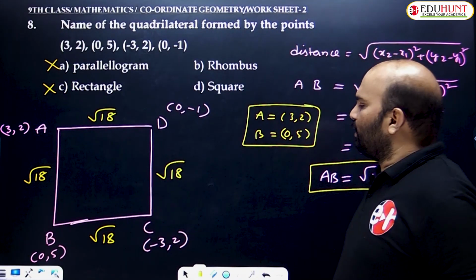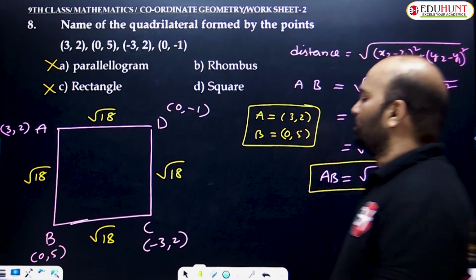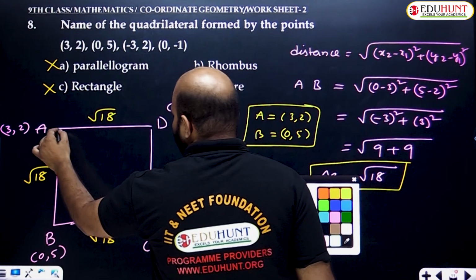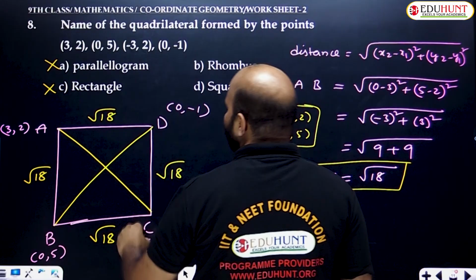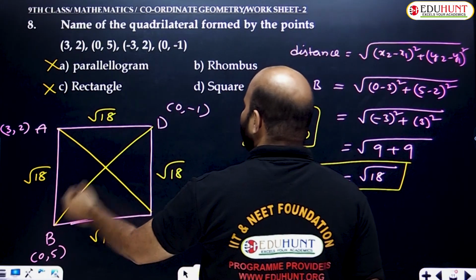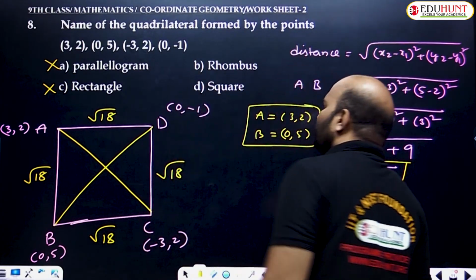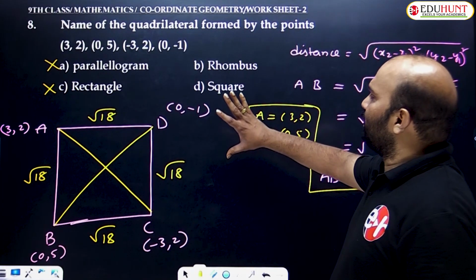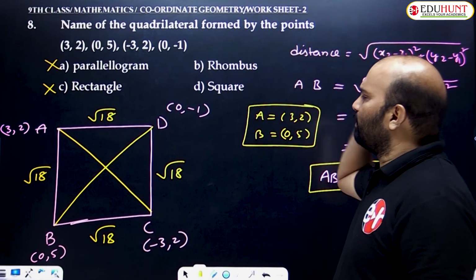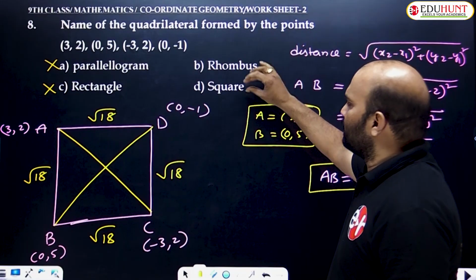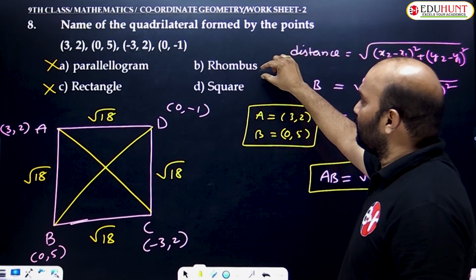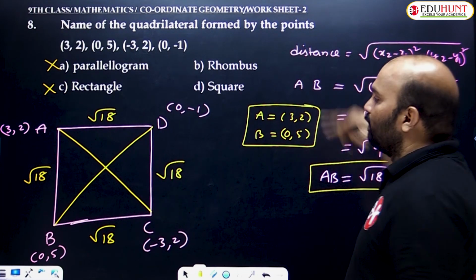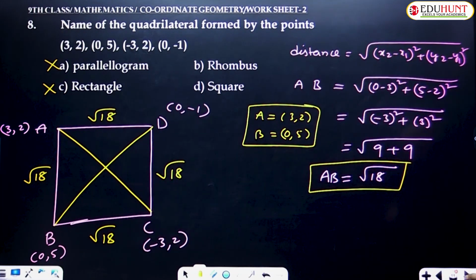So again we have to verify the diagonals. Which ones are the diagonals? AC and BD are diagonals. So you can find the distance of AC and BD and give the answer. Clearly we need to understand the difference between a rhombus and a square. In a rhombus and a square all sides are equal, but in a rhombus the diagonals are not equal. In a square the diagonals are equal. So again we have to find the diagonals.